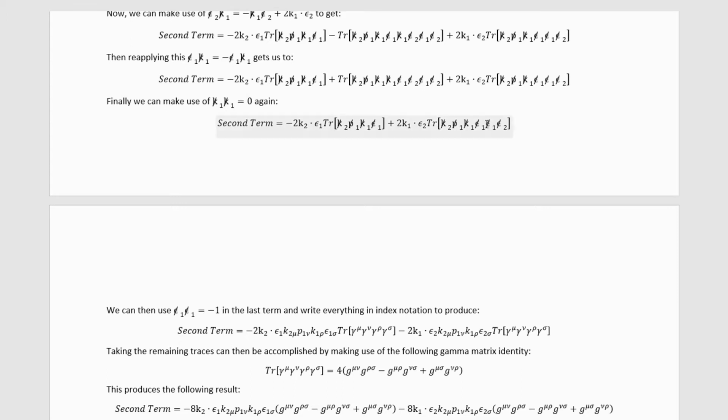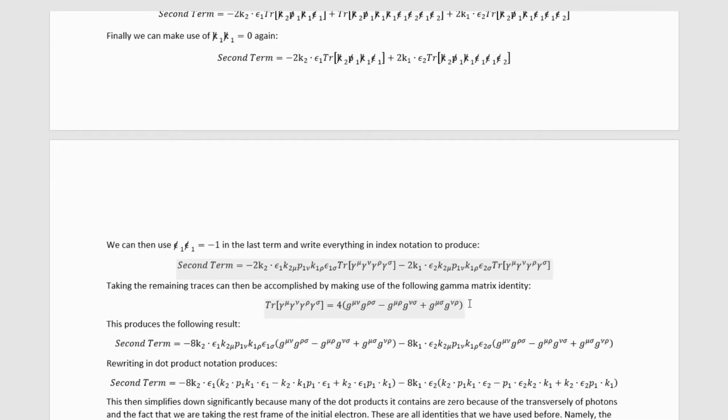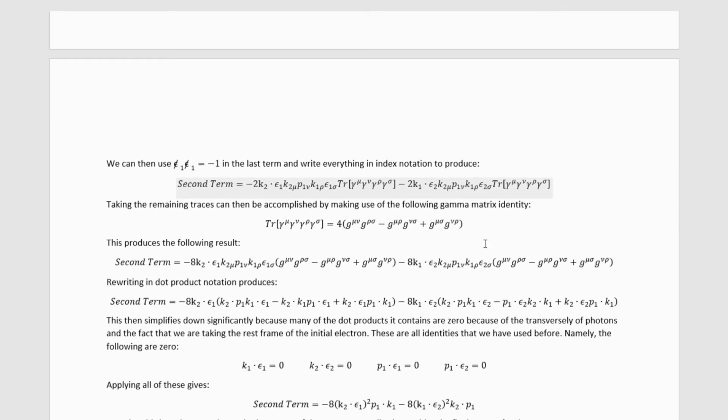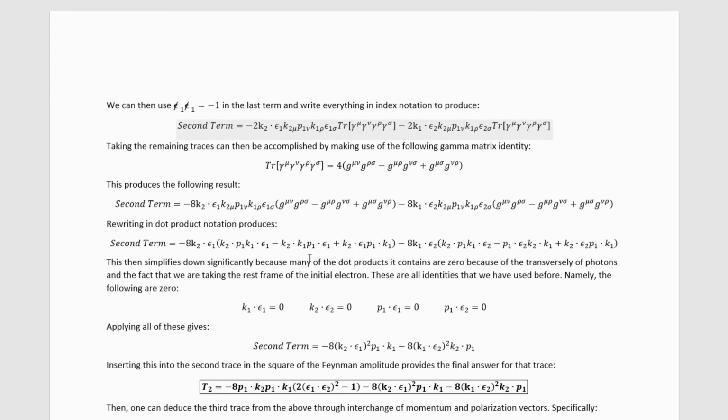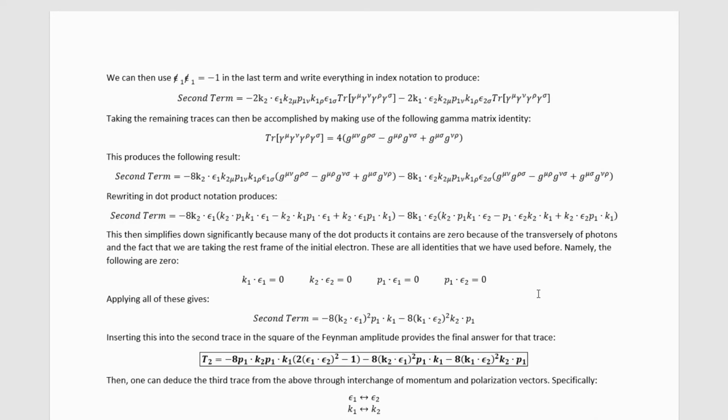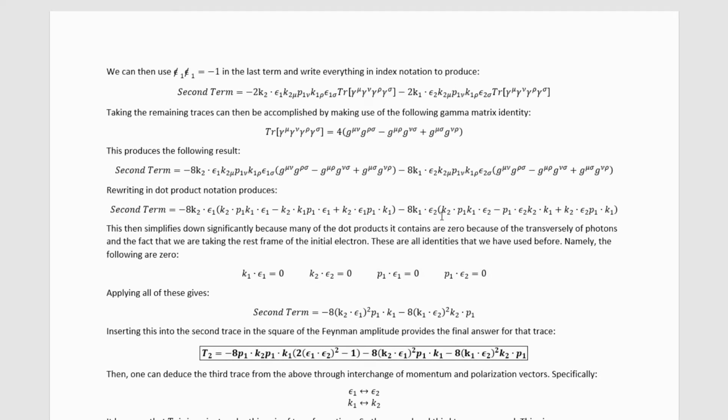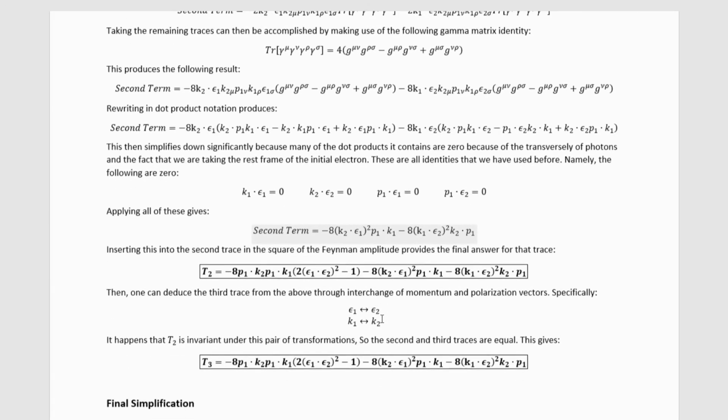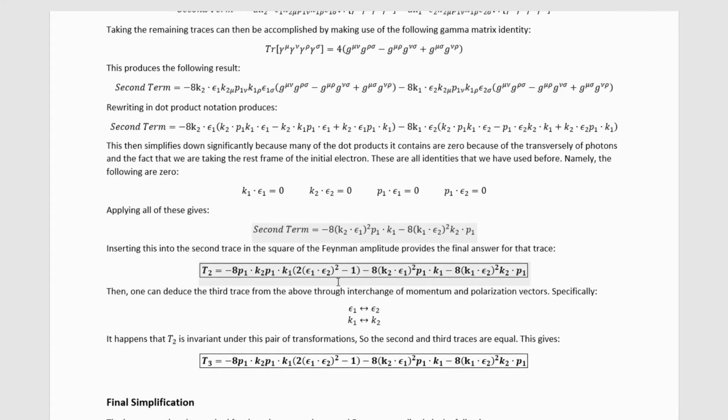Then you may notice this product here, which we can simplify down with this identity to this term here, and then we can write it in index notation and apply this identity again. Inserting that here and then writing things as dot products gets us to this. Then, as we've used repeatedly now, we have that these dot products are 0, either because of transversality, or the fact that we're in the rest frame of the initial electron, and that simplifies this thing down to this, which we can then plug into T2, and we get this result for it.